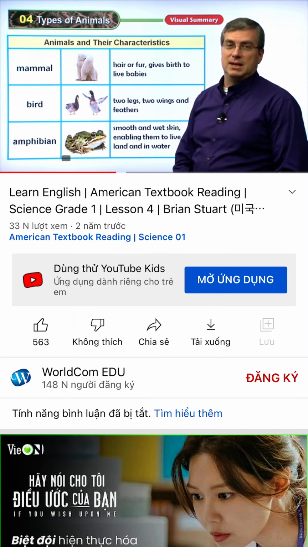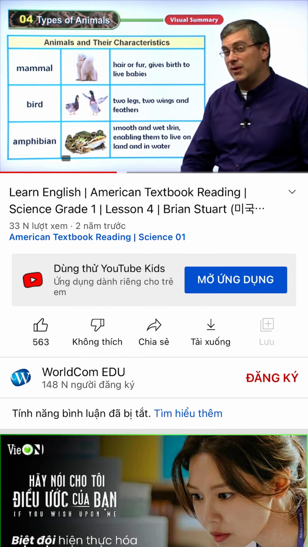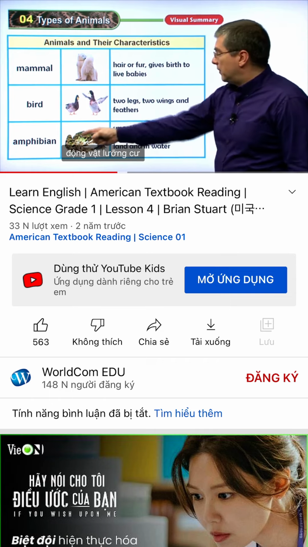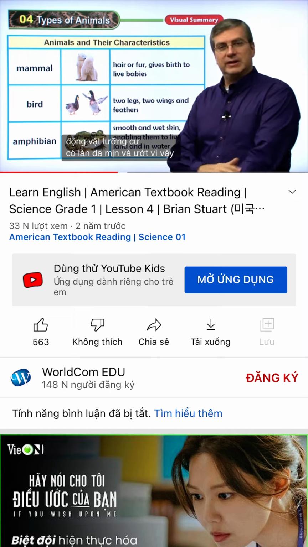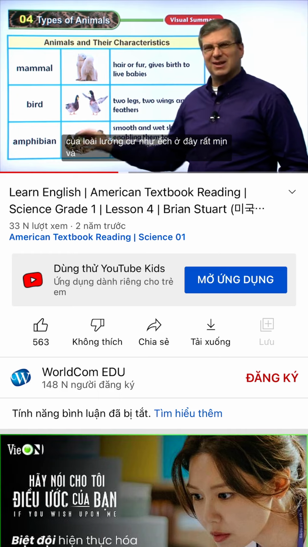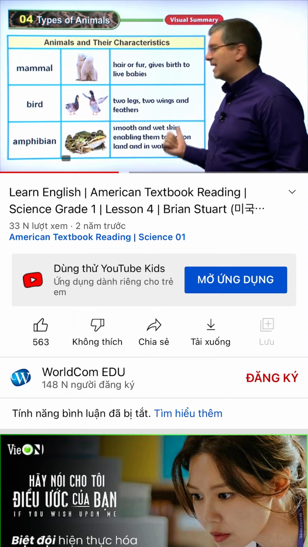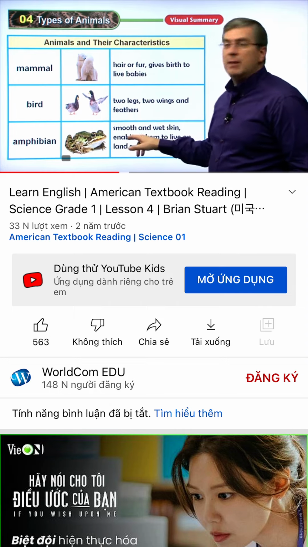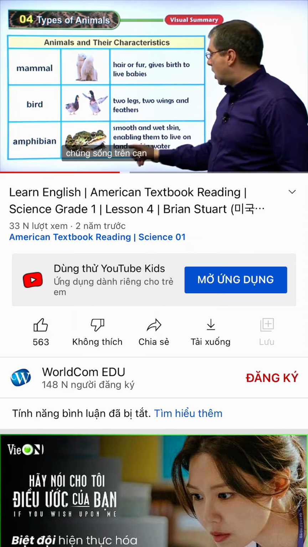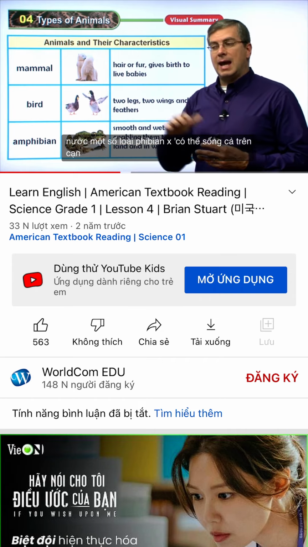Amphibian. Do you remember the unique characteristics about an amphibian? What makes an amphibian different, for example, from a reptile? Well, an amphibian has smooth and wet skin. So the skin of an amphibian, like a frog here, is smooth and wet. Actually, you touch it, maybe it feels a little slimy, right? But it's wet and smooth. It allows them to live on land and in water. So amphibians can live both on land and in water.